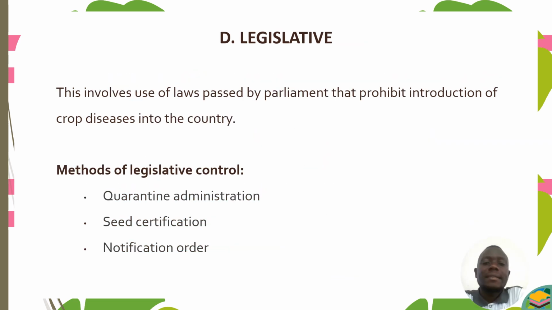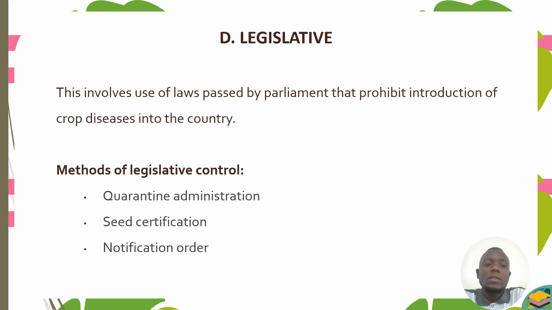Let's now look at the legislative method. This is the use of laws and regulations, passed by parliament, to avoid the introduction of crop diseases into the country. These methods include quarantine, seed certification, and notification order. Notification order means if you have noted a strange disease, you have to report to the authorities.